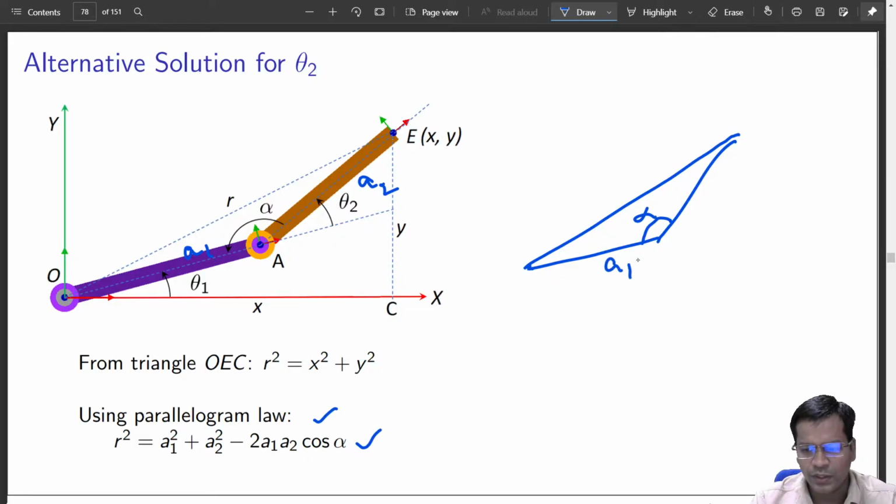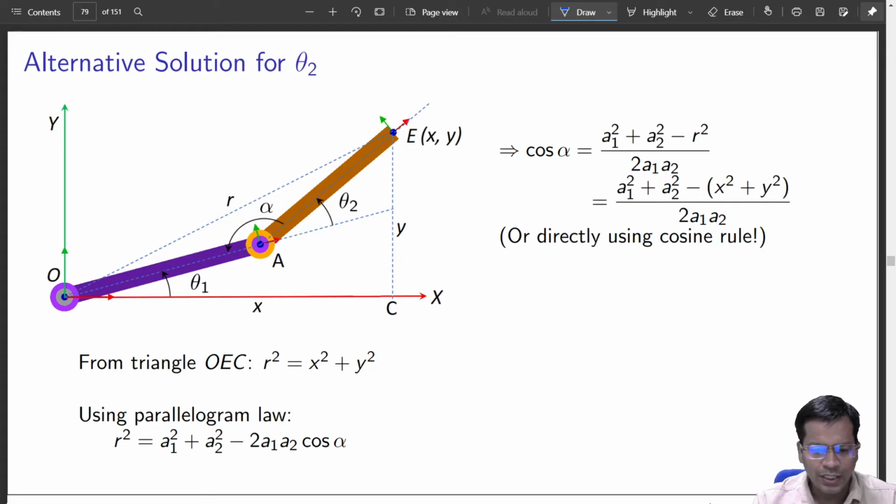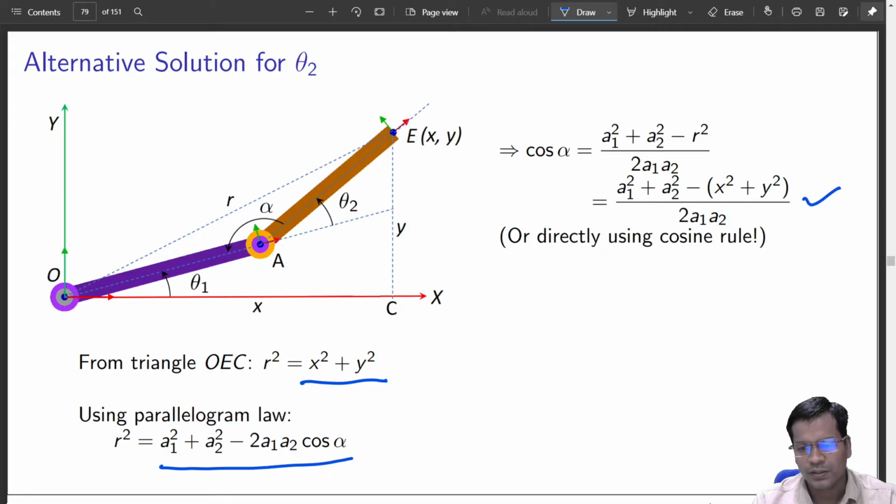So this is a1, this is a2. So how much is r? R is given by this parallelogram law like this. Okay, so this also is quite clear. Now substituting both of these, you directly get x square plus y square is equal to this, that is alpha. So cos alpha is equal to this. This is very simple and trivial.